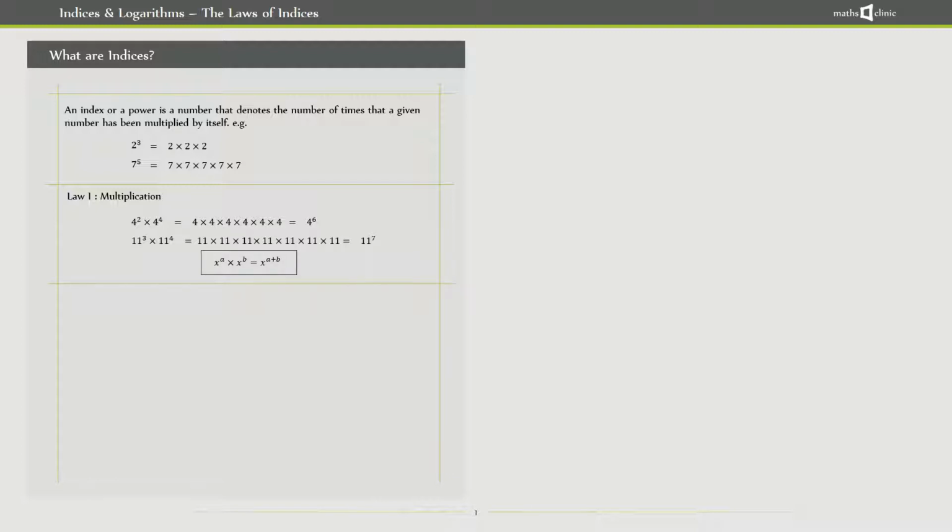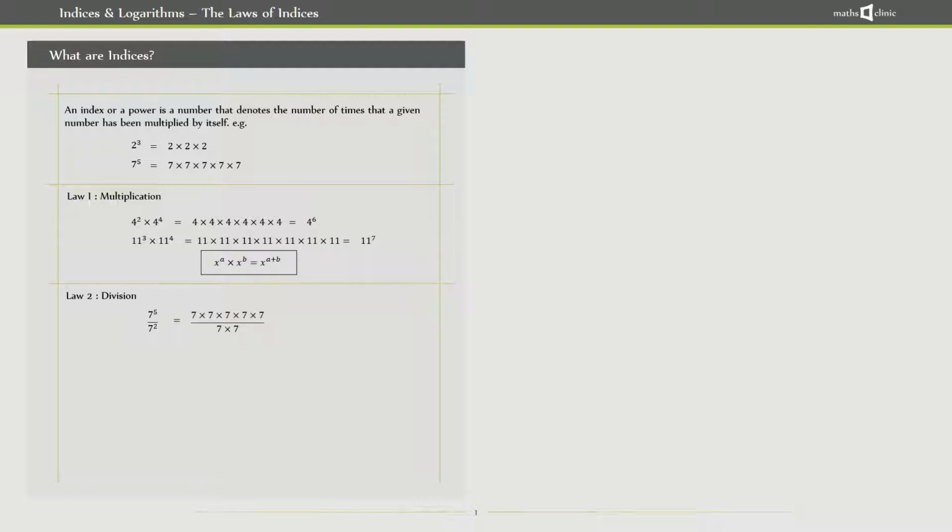And then the next law we'll be talking about is law 2, the law of division. And let's do some thinking here. If you have multiplication, the law of multiplication translates to addition. What do you think the law of division translates to? Let's find out. So we have division here, and we have 7 to the power of 5 divided by 7 to the power of 2.